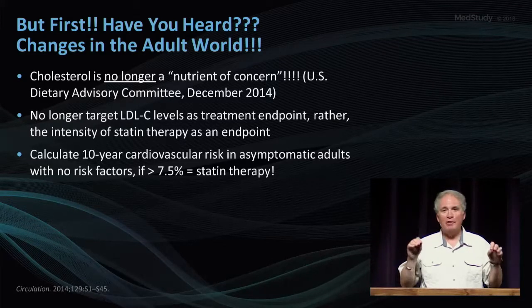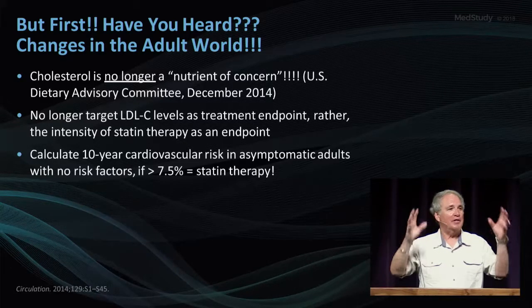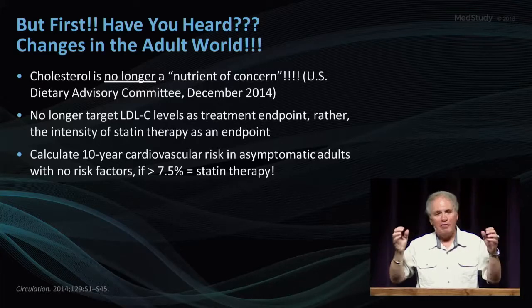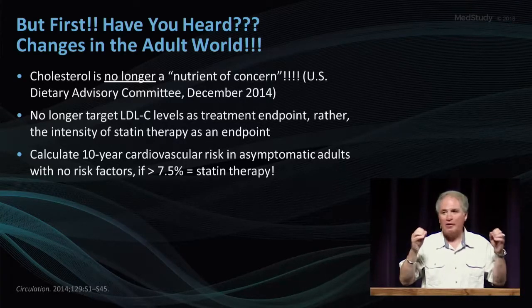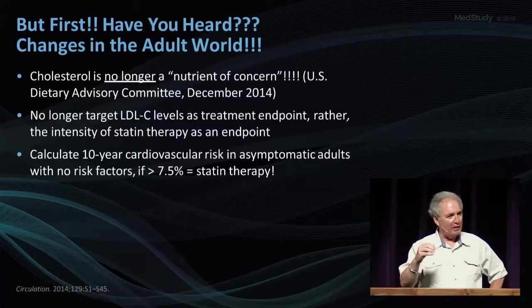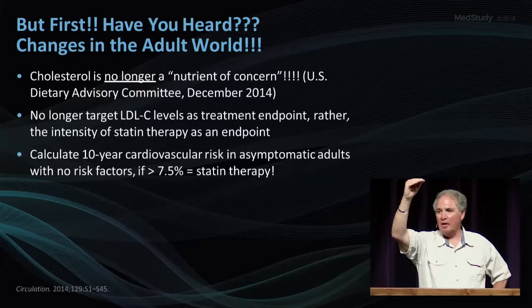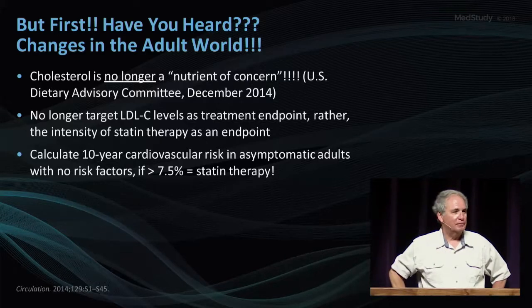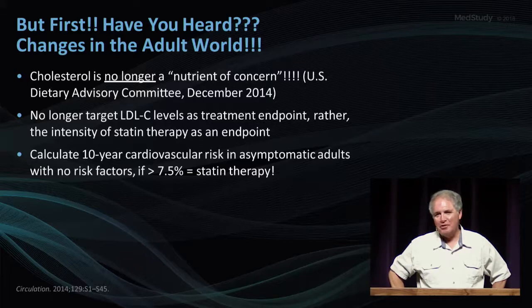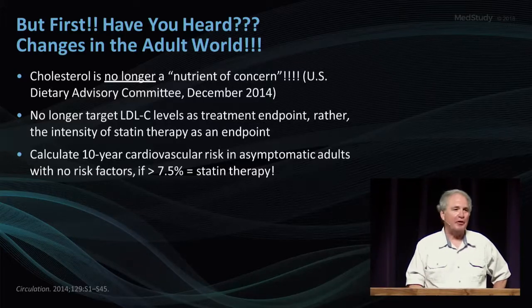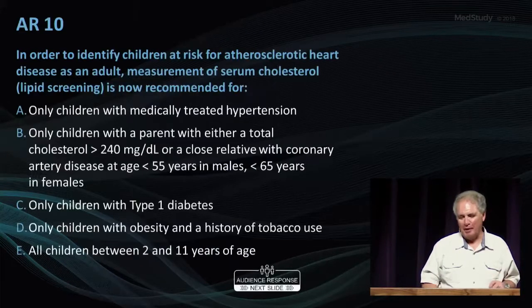All you're supposed to do is calculate somebody's 10-year risk for developing coronary heart disease, and based on that calculation, you either give them a low, medium, or high-intensity dose of statin drugs, and you're done. Okay? So those are the kind of cool, interesting changes in the adult world. Hasn't filtered down to pediatrics yet. Let me show you what we do in pediatrics.